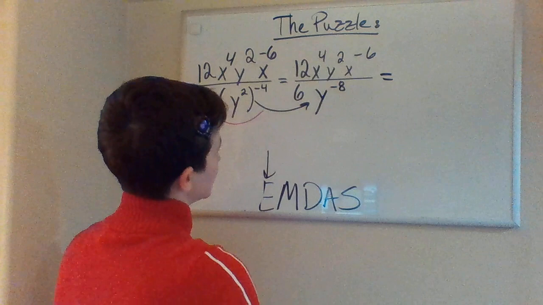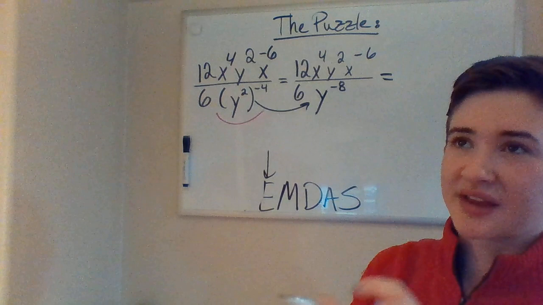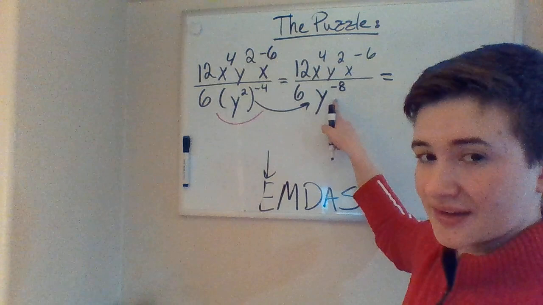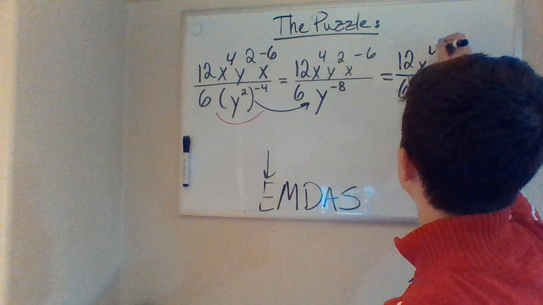Now we're on to exponents. So I'm going to tackle first my negative exponents. Because once I do that, then I can just multiply and divide like I would normally. So I have a negative y. I have y to the negative 8th on the bottom, which, if you watch last week's videos, means I flip it to the top. Anything that's negative ends up getting flipped. So now I have y to the 8th power.